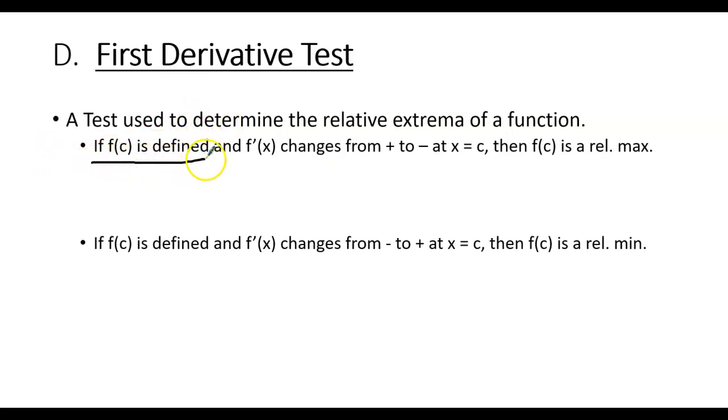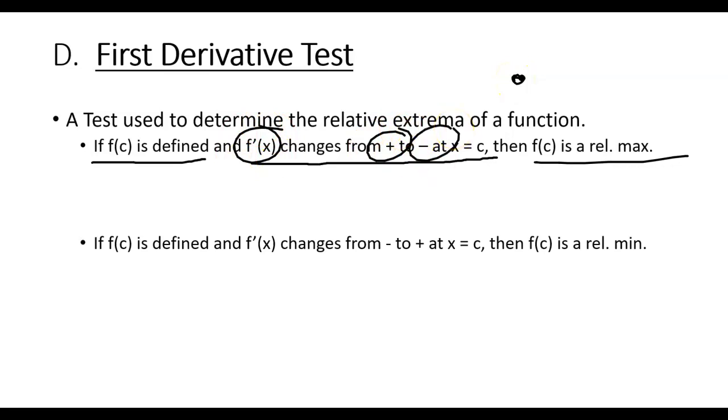If you can find a point that's defined, and the derivative changes from positive to negative at that point, then it's a relative max. Let me give you an example. So say this point here exists, and the derivative changes from positive to negative. In other words, the function goes from increasing to decreasing at that point. Well, therefore, we must have a relative max.